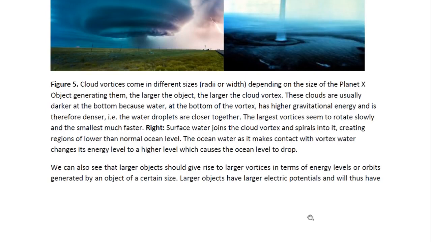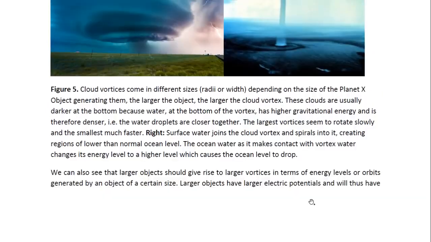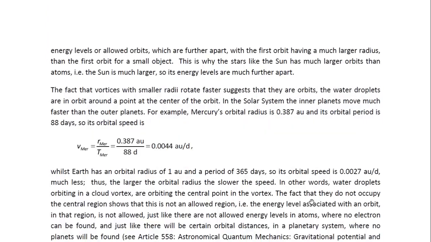Now, we can also see that larger objects should give rise to larger vortices in terms of energy levels or orbits generated by an object of a certain size. Larger objects have larger electric potentials and will thus have larger energy levels or allowed orbits, because the orbits will just be further apart, with the first orbit having a much larger radius than the first orbit for a small object. This is why stars like the sun have much larger orbits than atoms, and that is because the sun is much larger, so its energy levels are much further apart.